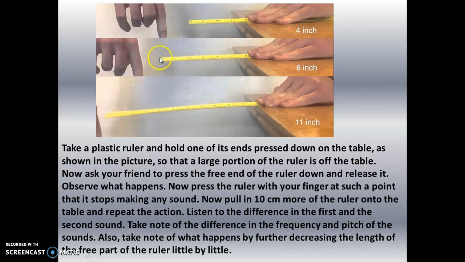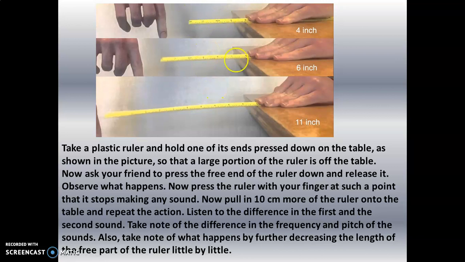Again I am going to give a jerk at this point. Again I will hear the vibrations or the sound that is occurring. Okay, then third case, what I will do is, as you can see here, more of the ruler I have taken inside. 3/4 part is on the table and only a small part, that is 1/4, is out. Again I am going to give a jerk to this and again I am going to hear the sound.